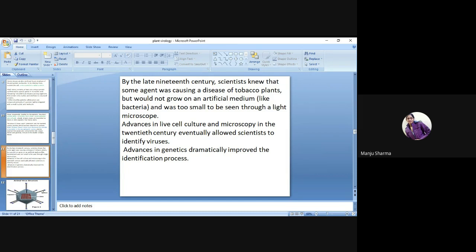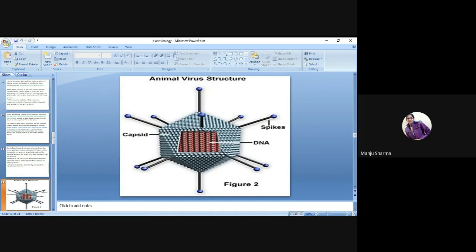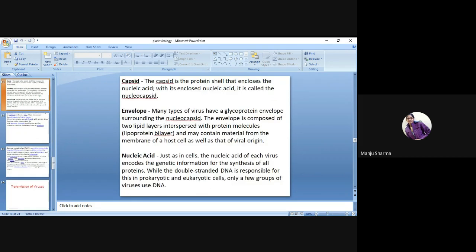So that is the figure of animal viruses. Here the capsid will be found, DNA, and the spikes are also found.